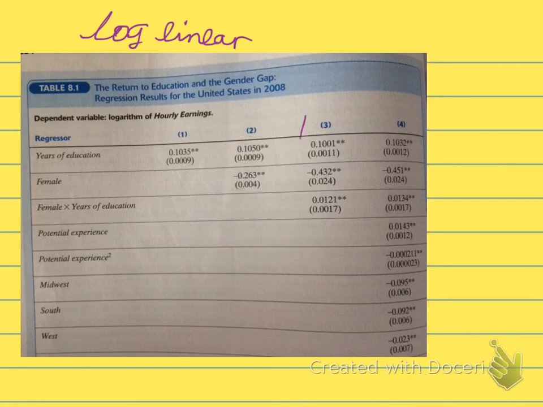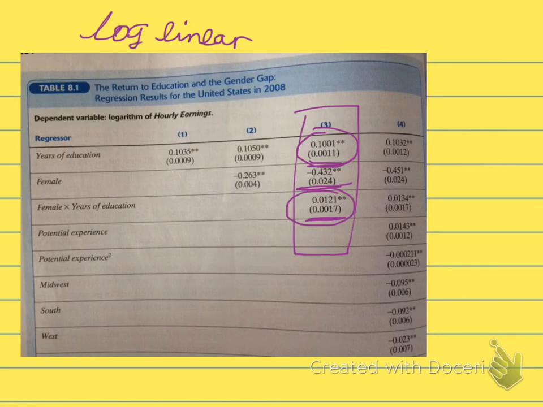Our next regression asks: is there indeed a different effect for females on years of education? Years of education still has this 10% effect. For female, the gap is now even bigger once we control for the female effect on years of education. And when we include the interaction term of female times years of education, it is significant and positive, suggesting that for each additional year of education, females earn the 0.10 plus the 0.01. So they earn about 11% more per year of education.